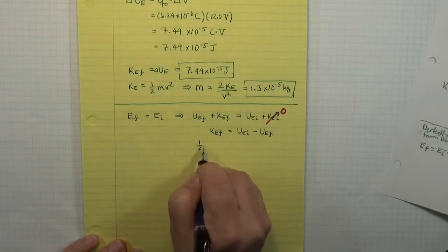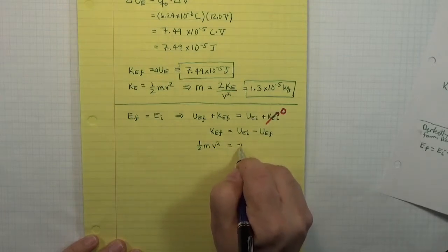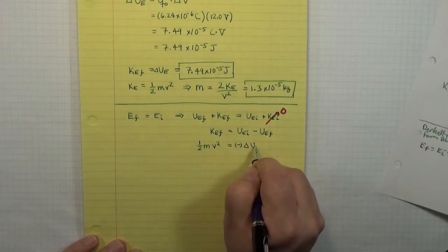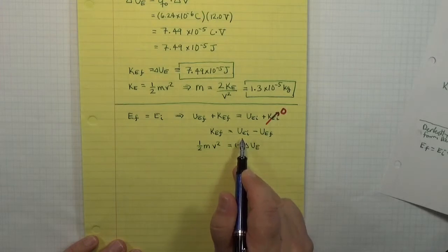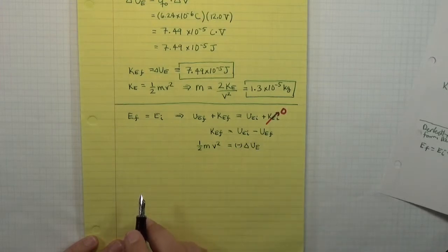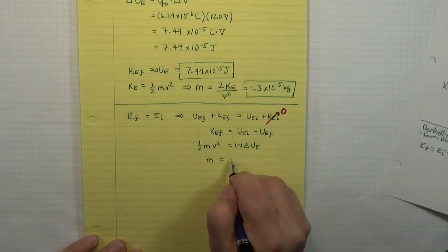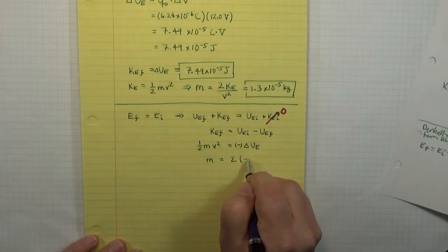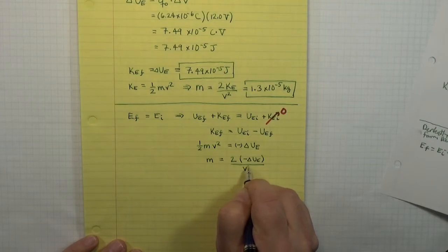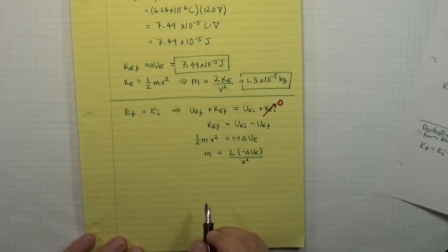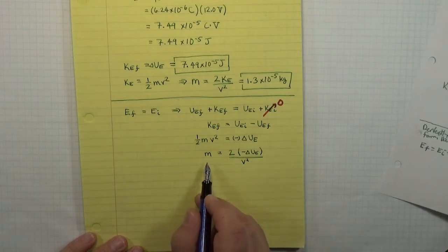So I could write this as a half mv squared, and I can write this as minus delta UE, because delta U is the final potential energy minus the initial potential energy, and I have the negative of that. I could solve this for the mass, so this is equal to 2 times minus delta UE divided by the speed squared. And so you can see how you can start to plug in the things that you're told in the problem in order to get the mass.